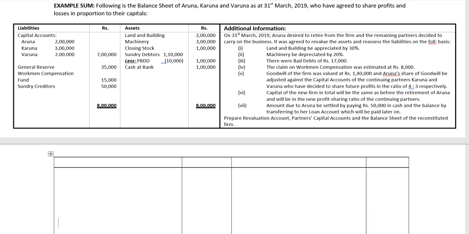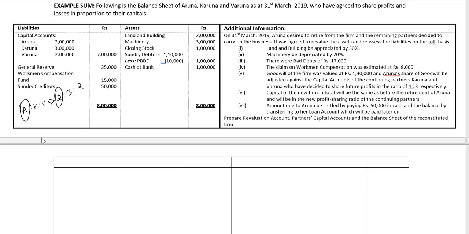So as per the first sentence, Aruna, Karuna and Varuna have decided to share profits and losses in proportion to their capitals. So let's get the old profit sharing ratio between Aruna, Karuna and Varuna. The capitals are 2 lakh, 3 lakh and 2 lakh respectively. So the proportion will be 2:3:2. Aruna is the partner who retires.